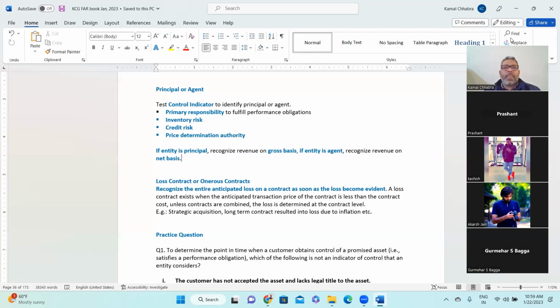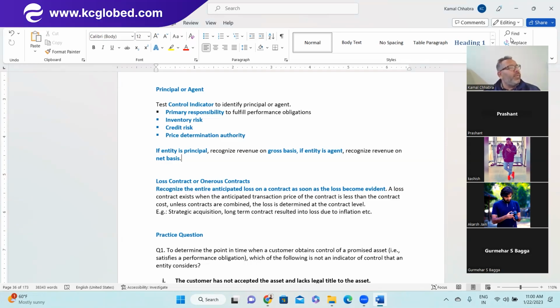Make sense? So to identify whether somebody is a principal or an agent, what we need to keep in mind is the control indicator. Who has the control? The person who has control is considered the principal, and the person who does not have control is considered the agent. So what are the control indicators we need to evaluate? First one is primary responsibility to fulfill the performance obligation.